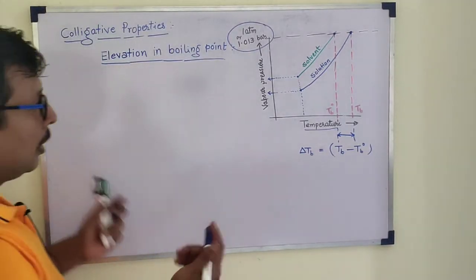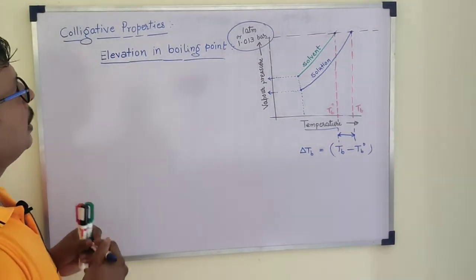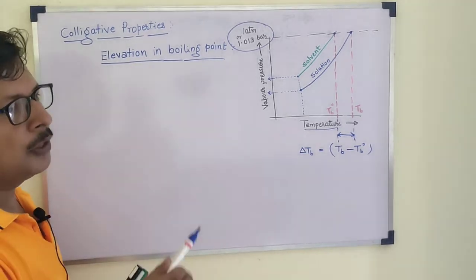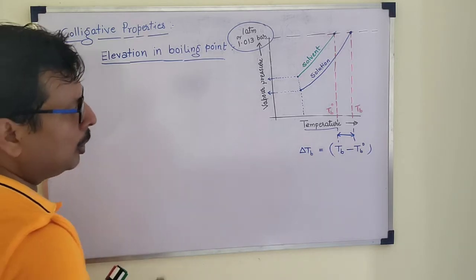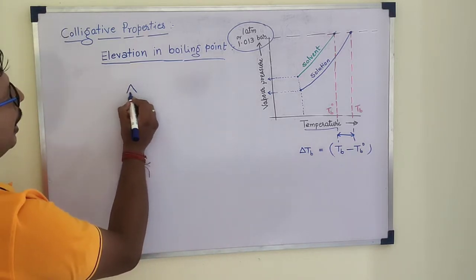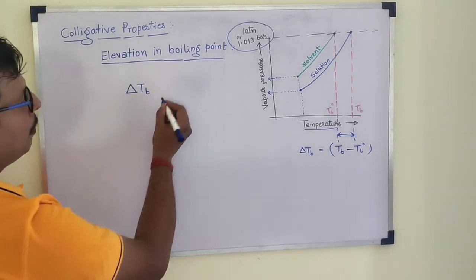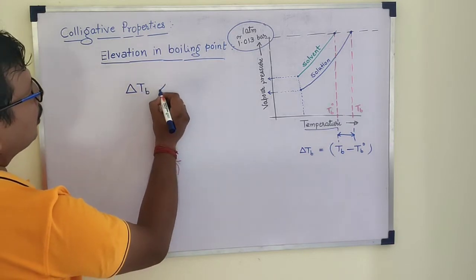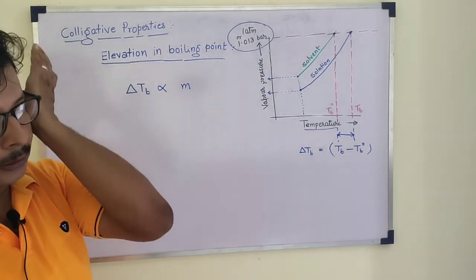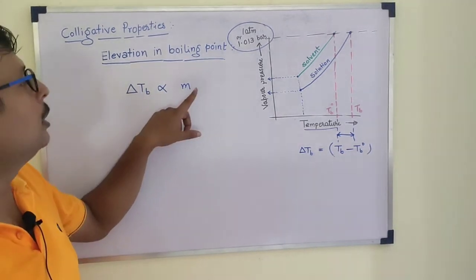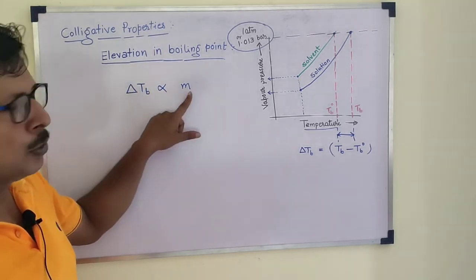Okay, as I'm saying, we verified experimentally that there is an increase in the boiling point if you add solute. This means the increase in boiling point, or elevation in boiling point, is a colligative property, hence it depends on the number of particles. For the number of particles, we use the molality here. Molality, mole fraction, any concentration unit represents the number of particles. Delta TB is proportional to the molality.